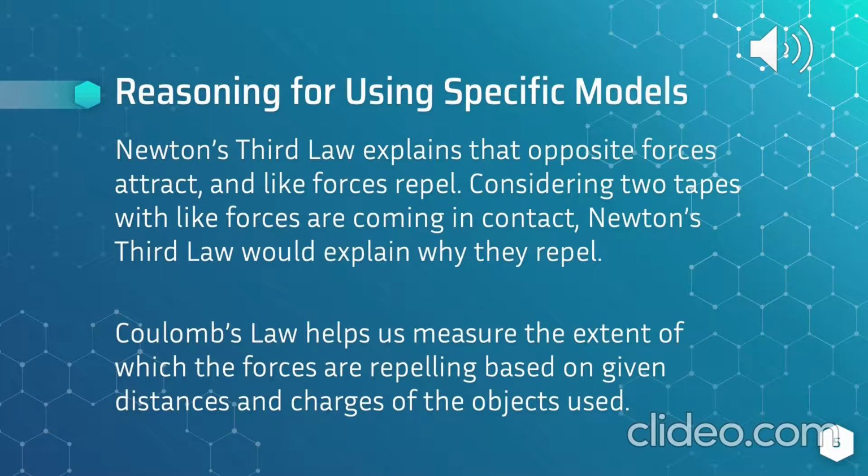The reason we use these specific models when addressing this experiment is that Newton's third law explains that opposite forces attract and like forces repel. Considering the two tapes in this experiment have equal and similar signs, they are bound to repel. Coulomb's law, as well as the electric force equation, helps us measure the extent of Newton's third law by allowing us to calculate both the charge and the magnitude of the forces.